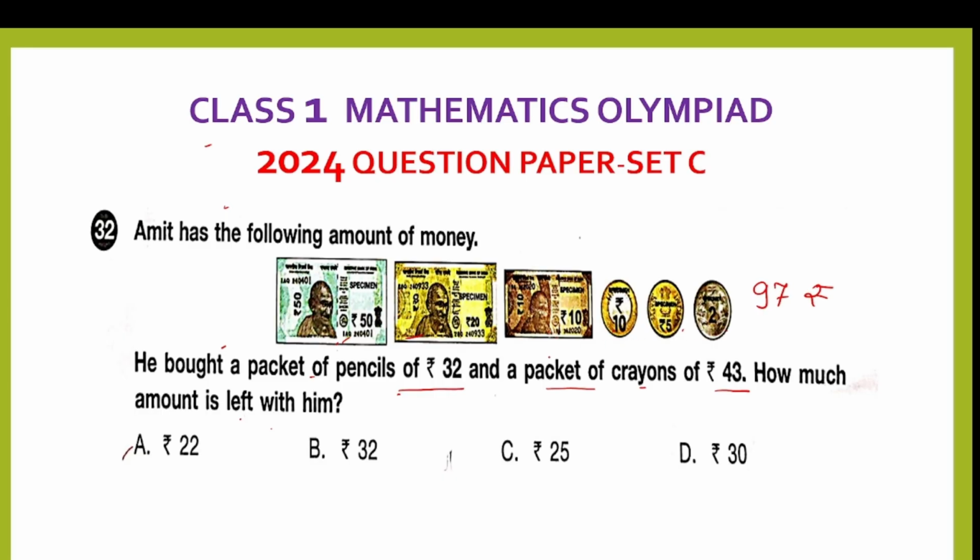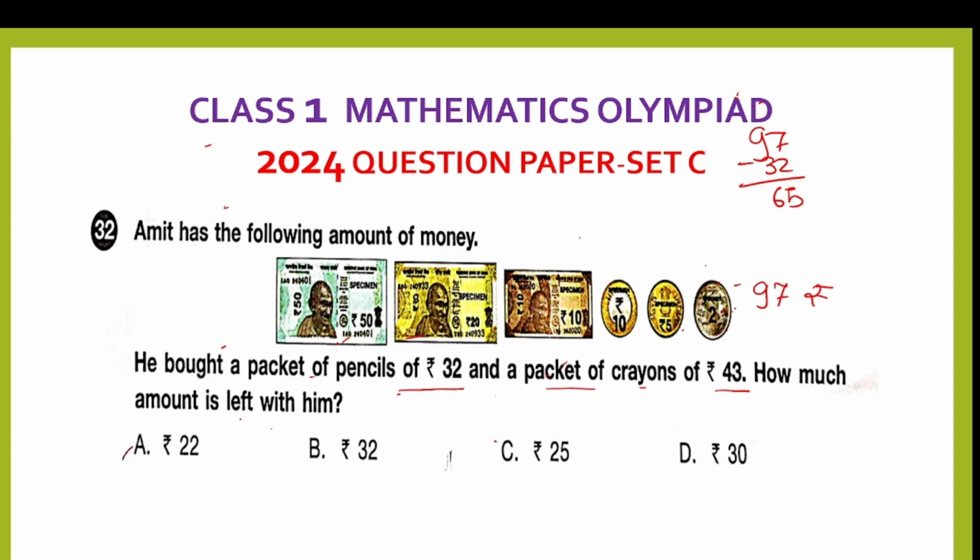So he bought a packet of rupees 32. So what we have to do? We have to subtract what? 97 minus 32. So this is 7 minus 2 is 5. 9 minus 3 is 6. Now he has 65 rupees.